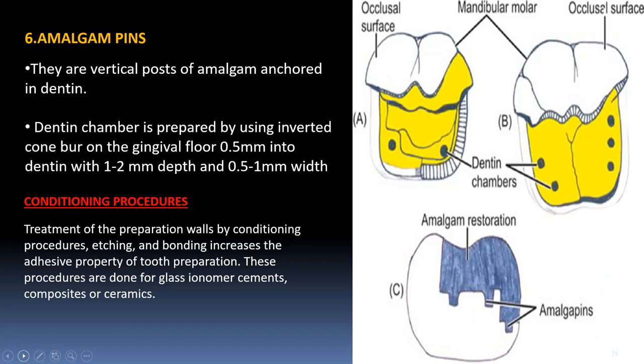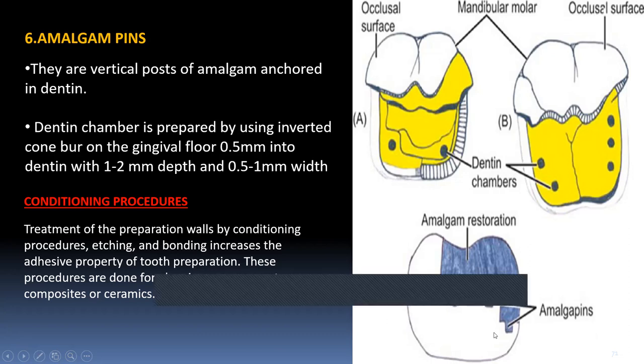Then the other one is the amalgam pins. These are used in amalgam restorations where vertical posts of amalgam are anchored onto the dentine. So we have to prepare a dentine chamber using an inverted cone bur, and on the gingival floor it should be 0.5 millimeter into the dentine, and the width should be around 0.5 to 1 mm. Usually these are formed into the amalgam, as we can see from the picture.